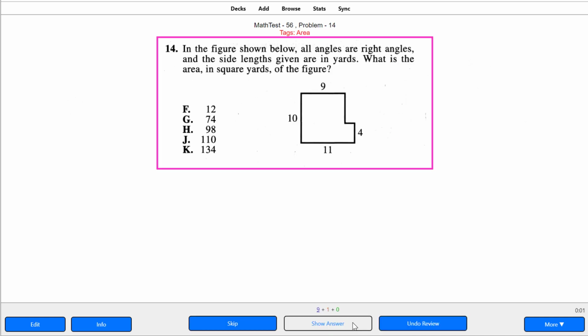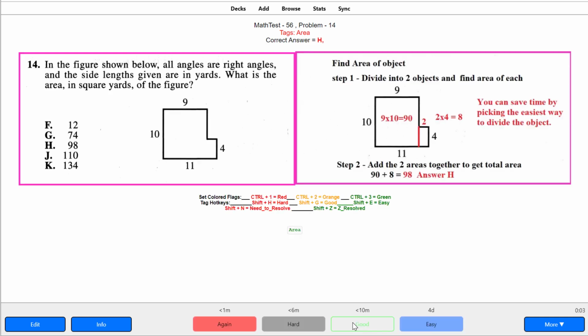In problem 14, we're given this figure, okay. We can think of it as two rectangular shapes. They're asking for the area, so what we'll do is divide it into two rectangular shapes. 9 times 10 is 90, and we've got 2 times 4 is 8. Total is 98, answer H.